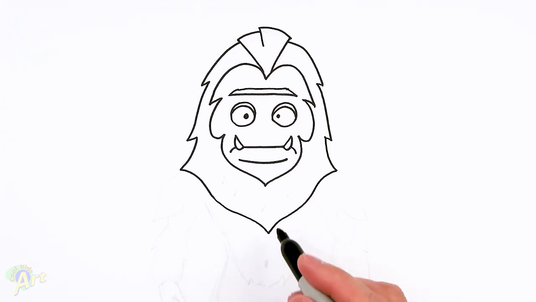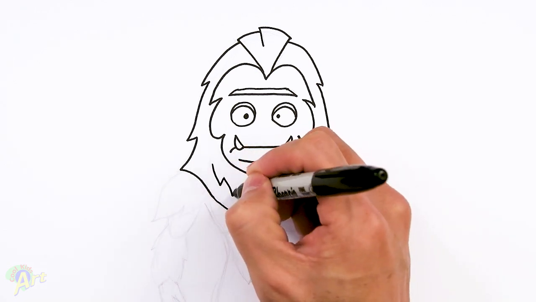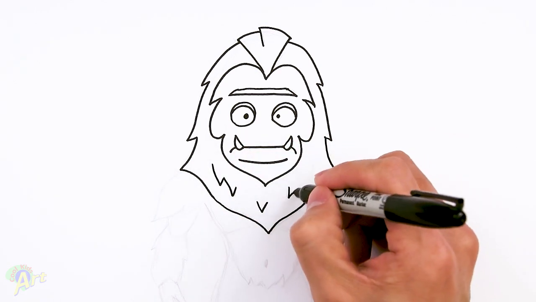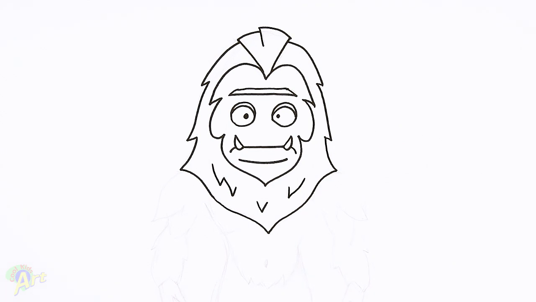Alright, and then let's see, to add in some details, we can just add in a couple of these little angles to show that there's some kind of fur.